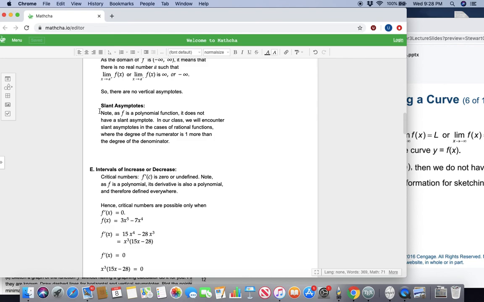Slant asymptotes. Now, as f is a polynomial function, it does not have a slant asymptote. In our class, we will encounter slant asymptotes in the cases of rational functions, where the degree of the numerator is one more than the degree of the denominator. In our class of calculus 1, this is the only place we'll see slant asymptotes. Okay, but we are a polynomial, so we don't have slant asymptotes.